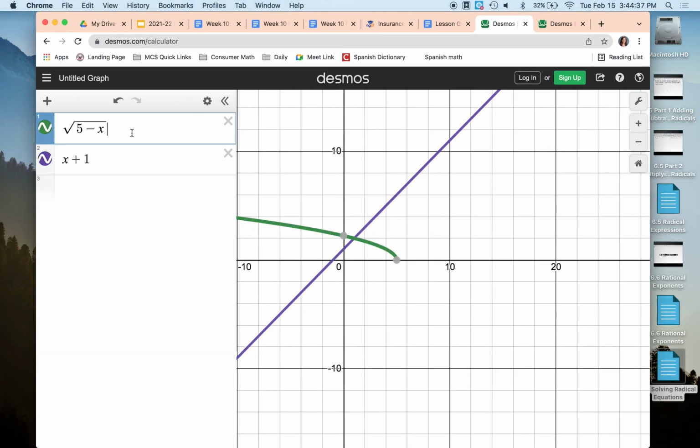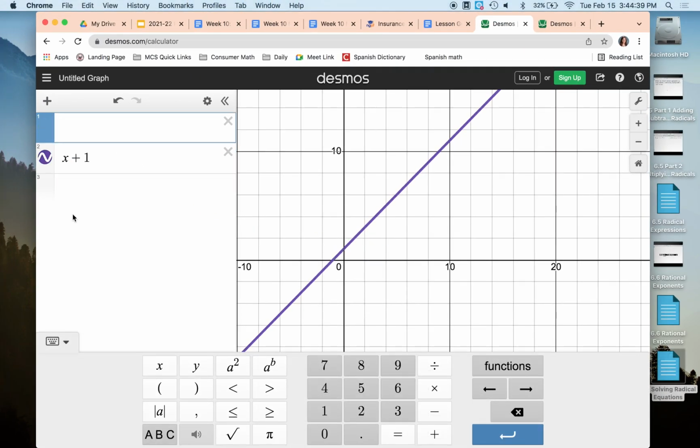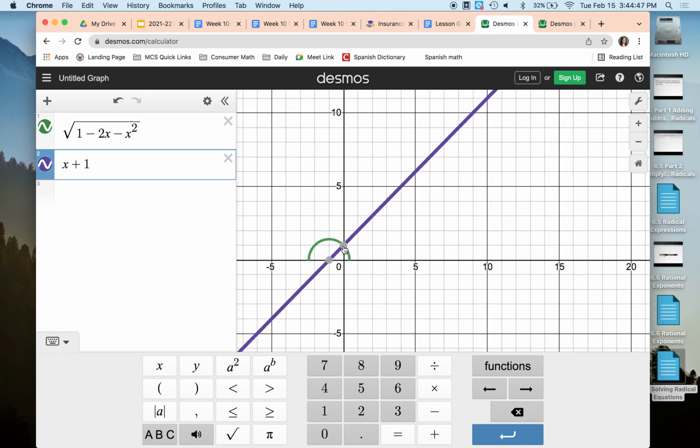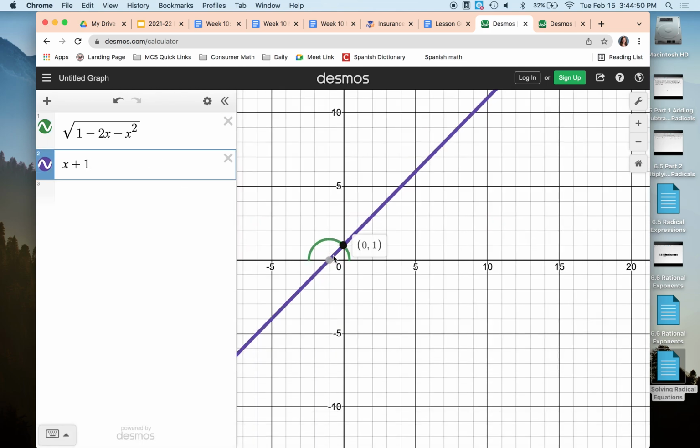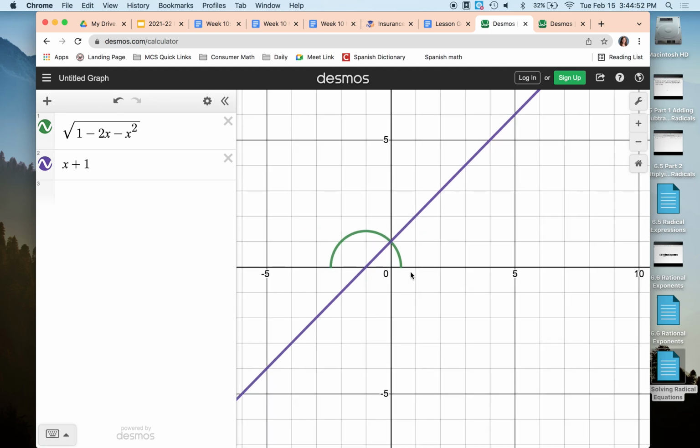Let's check their graphs. Where do they intersect? Where does the left side, the square root of our original, square root of 1 minus 2x minus x squared, where does that intersect with x plus 1? And if we look and see, it's at the point x equals 0. There's no other spot that those two graphs intersect.